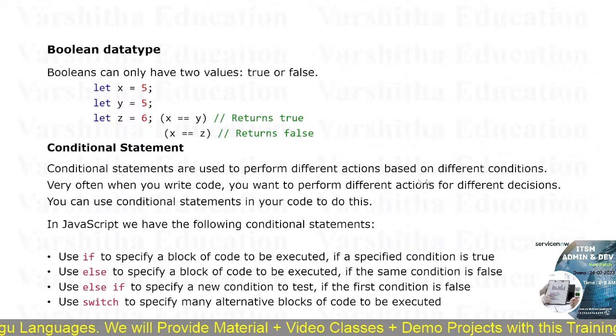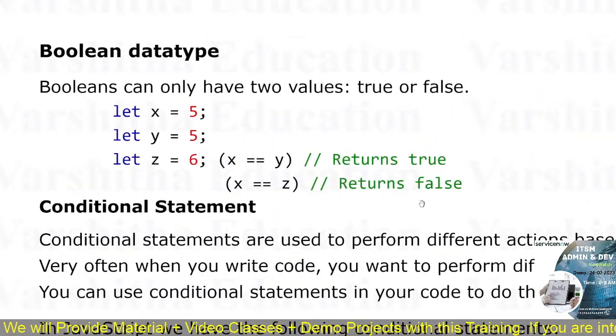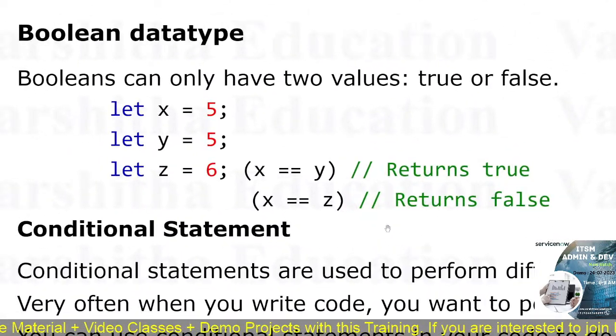So now we will consider the Boolean data type. Yesterday we also discussed the Boolean data type, so we'll continue with that information. For example, Booleans can only have two values: one is true and the other is false.